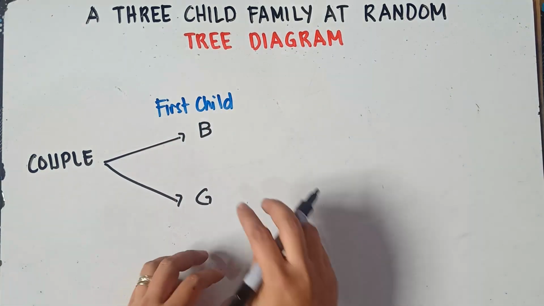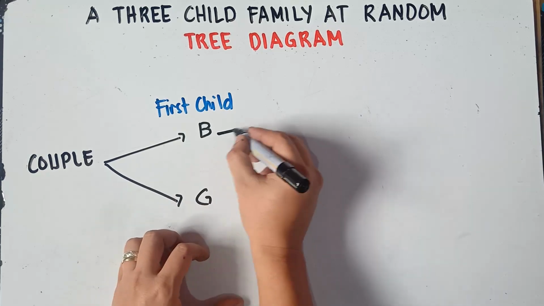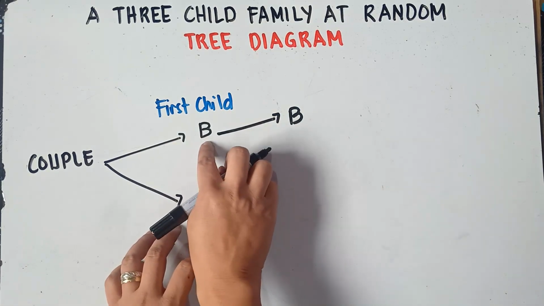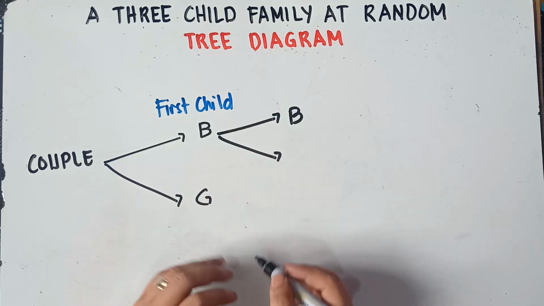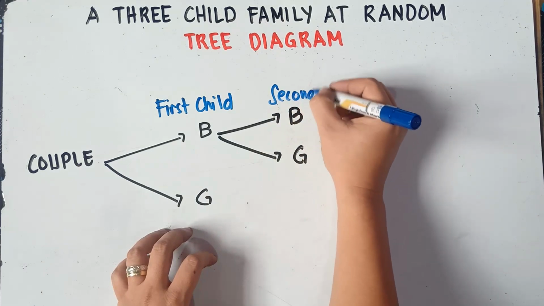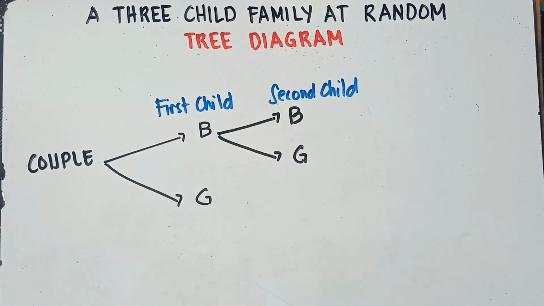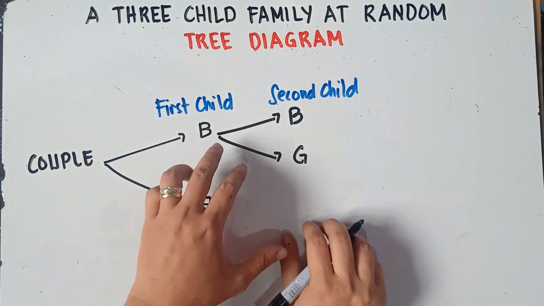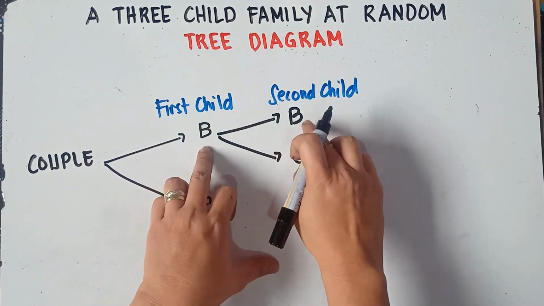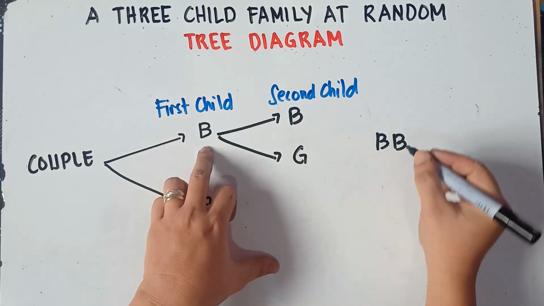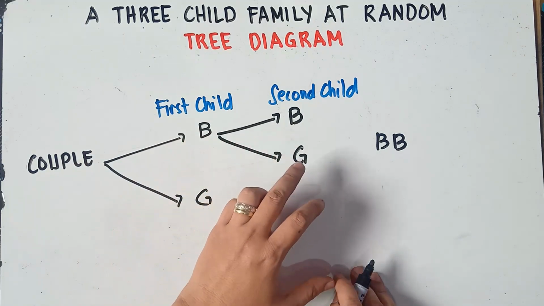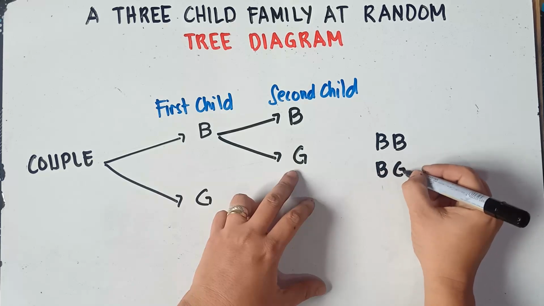Now, if your first child is a boy, it is also possible that your second child could also be a boy. If your first child is a boy, it is also possible that your second child could be a girl. So therefore, this will be our second child. Let me explain this once again, class. If your first child is a boy and your second child is also a boy, then you have 2 boys. If your first child is a boy and your second child is a girl, then you have boy and then girl.